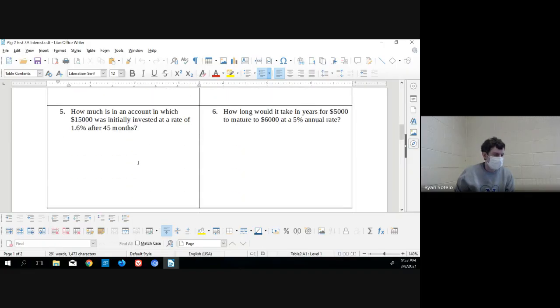Let's take a look at number 5. Similar, but now you have a number of months. So 15,000 is initially invested. The rate is 1.6%, and it's for 45 months. So a number of years. Not quite. Well, I guess not quite 4 years.